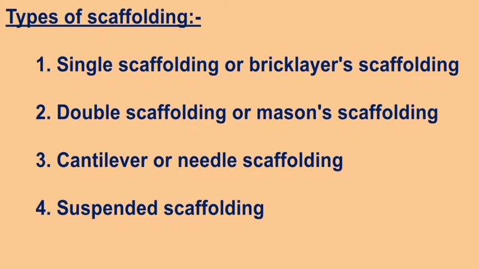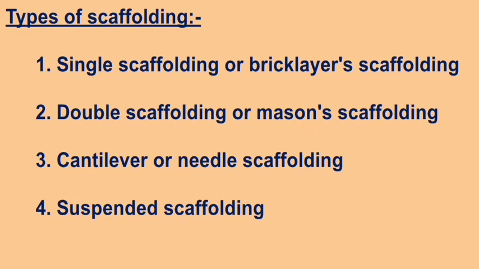The framework is similar to the single scaffolding except that two rows of standards are provided. The member with both ends supported on the ledgers is called a transom. It is used in double scaffolding. It is also known as independent scaffolding.